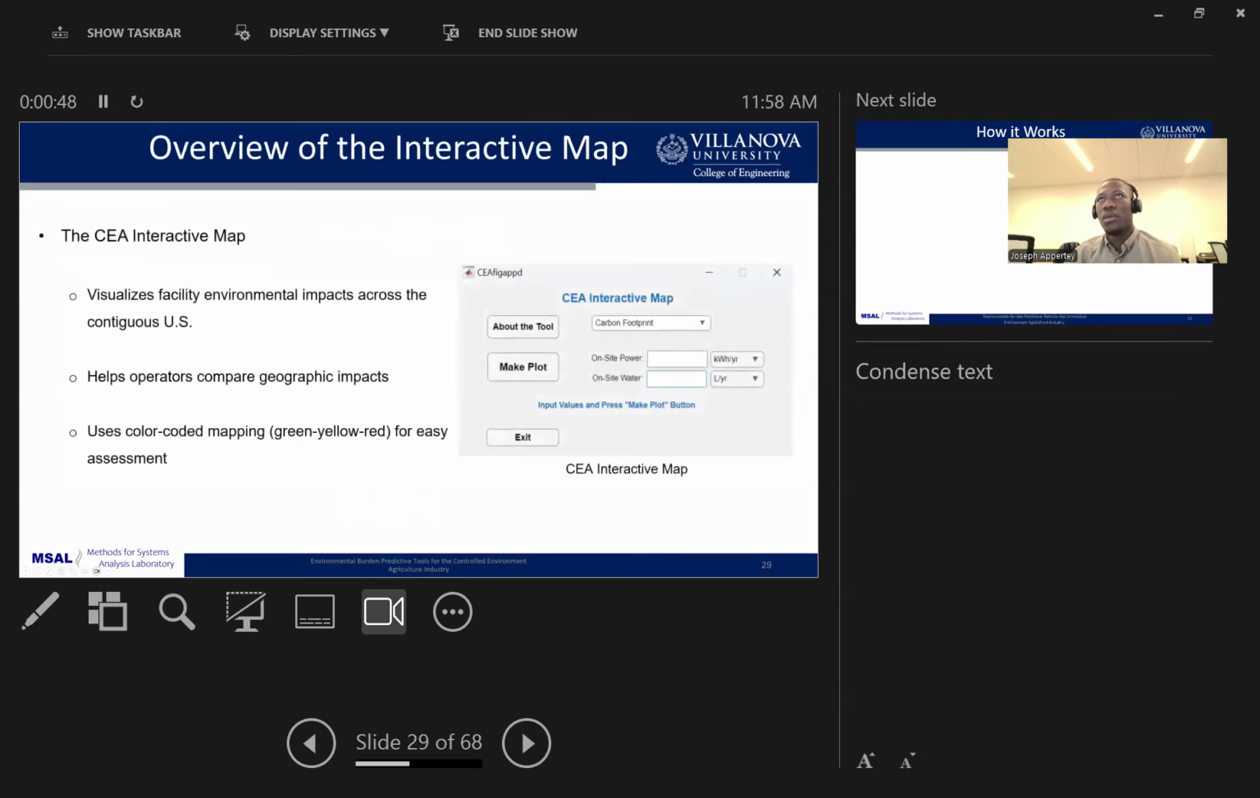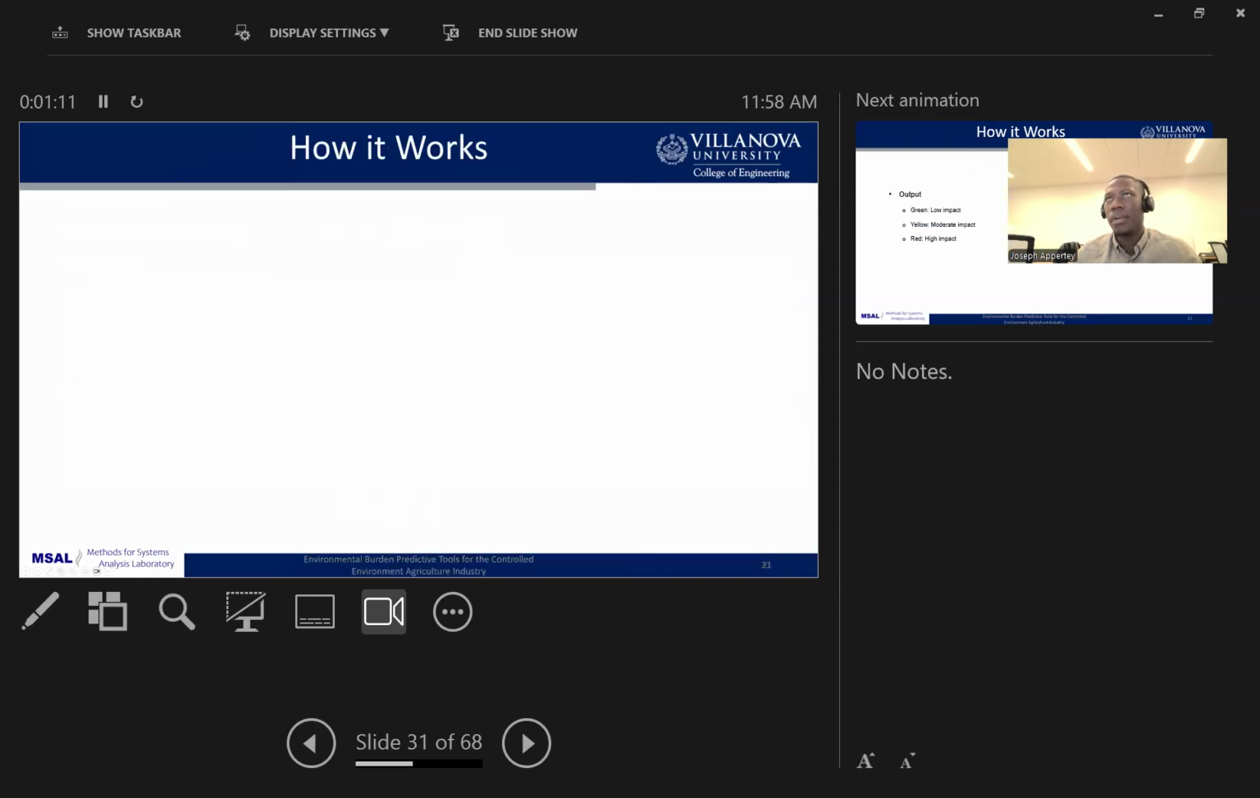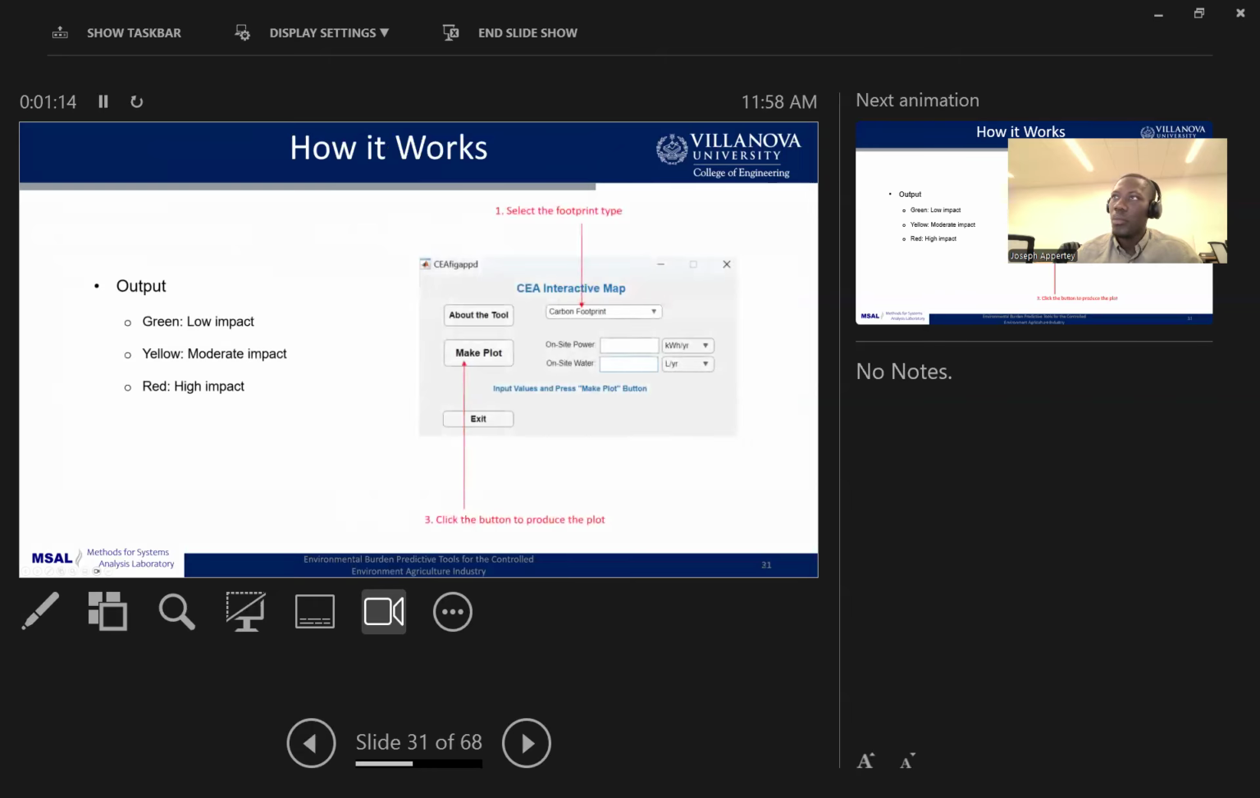So now we move to the overview of the interactive map. The interactive map helps us to visualize our facility environmental impact across the contiguous US. Based on this, operators will be able to compare their geographical impact as a result of their operations. So this is the interface of the CEA interactive map. How does it work? Based on the footprint type, you input the on-site power and then the on-site water, and then you click on the Make Plot button, which will quickly help you to generate your plot.